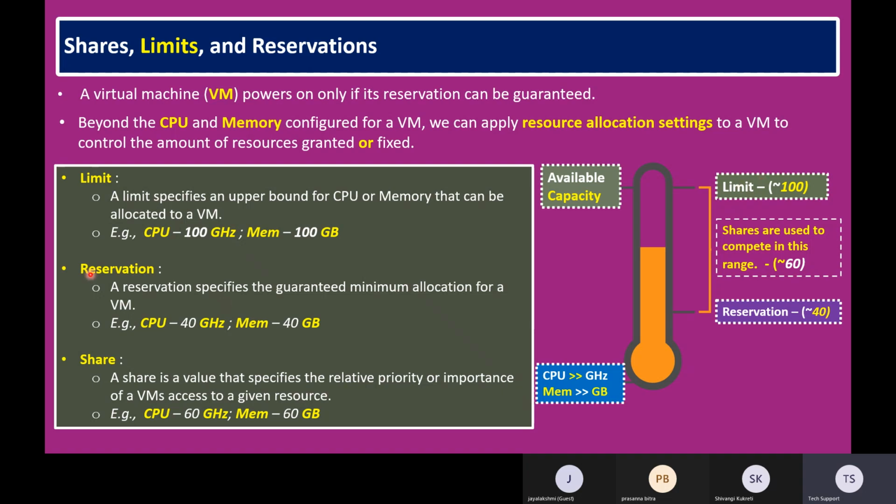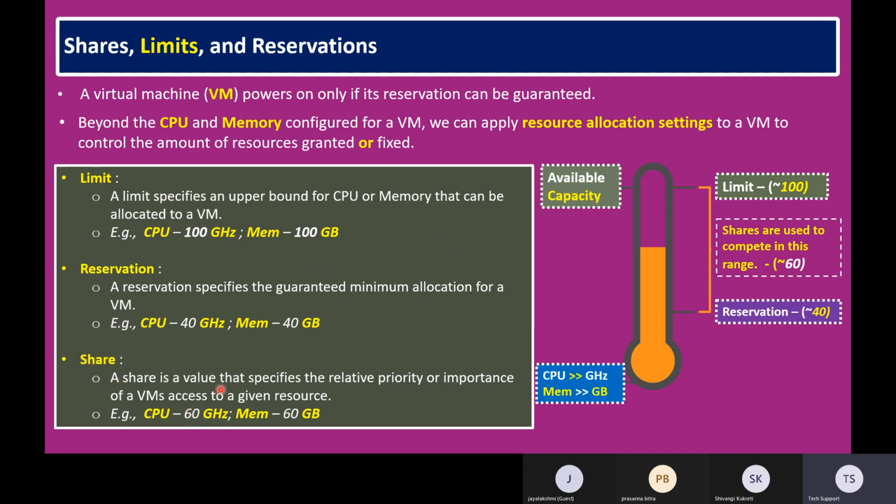Okay, and reservation. A reservation specifies the guaranteed minimum allocation for a VM. Even if you reserve a certain amount of CPU and memory, that will be guaranteed for us. In this diagram I reserved 40 gigahertz CPU and 40 GB memory, and the remaining value, 100 minus 40, is 60.